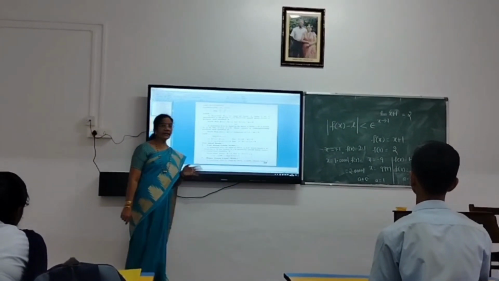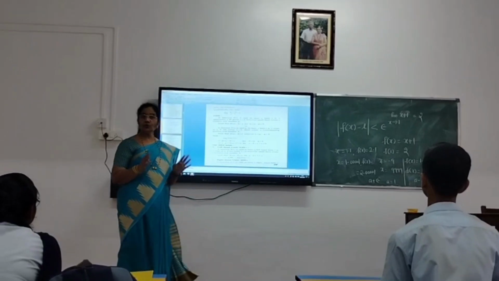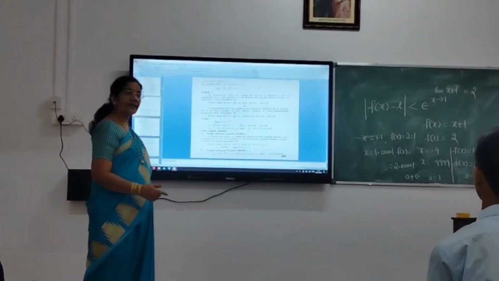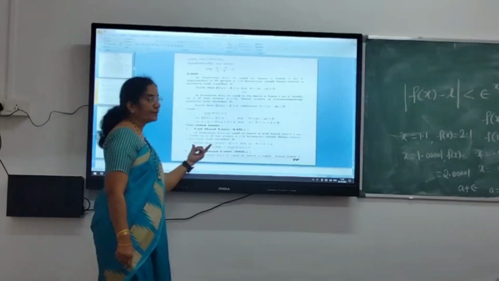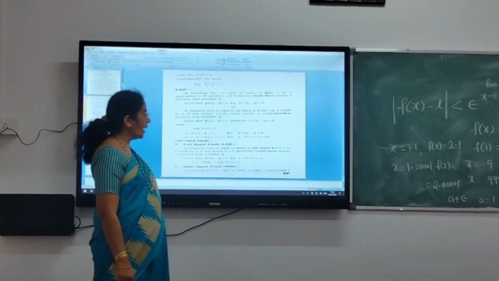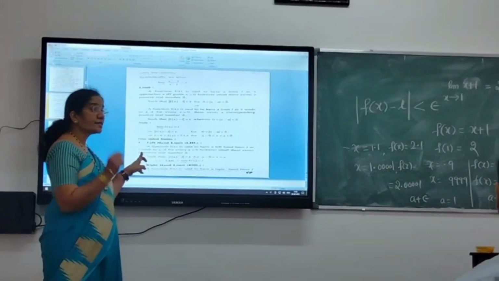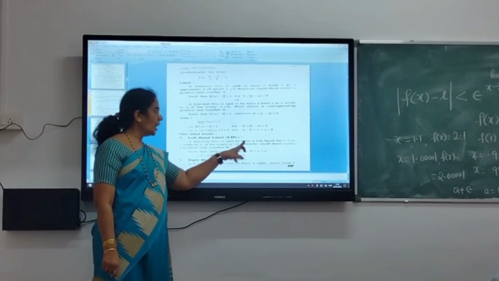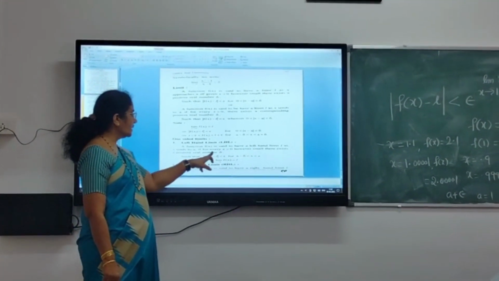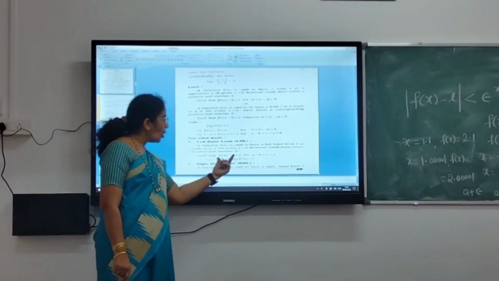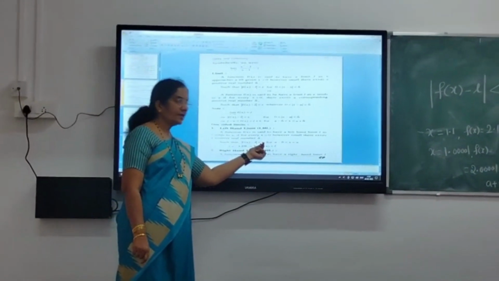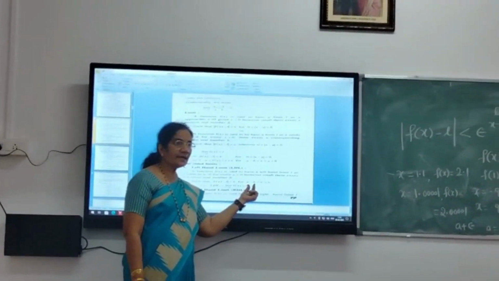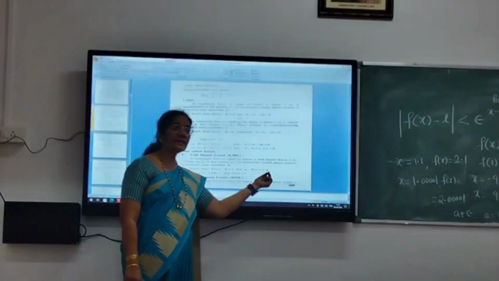After that, the limit can be classified into two forms. The first one is the left hand limit and the second one is the right hand limit. What is the definition of left hand limit? A function f of x is said to have a left hand limit as x tends to a if for every epsilon greater than 0, however small, there exists a positive real number delta such that mod of f of x minus L is less than epsilon whenever a minus delta less than x less than a.